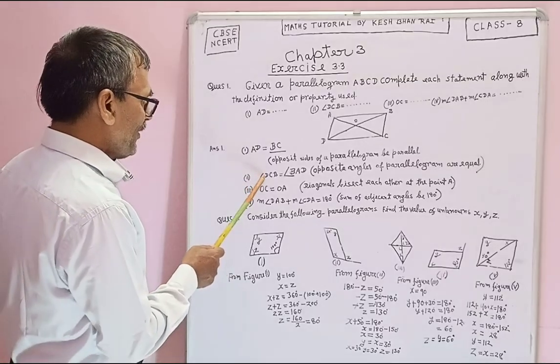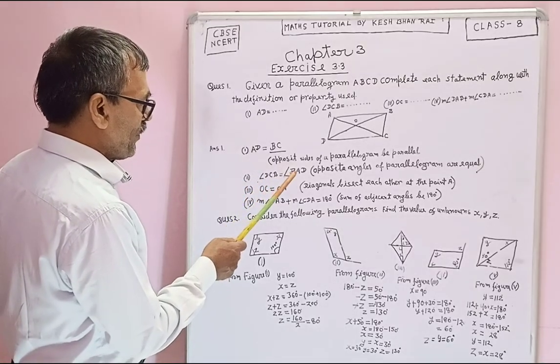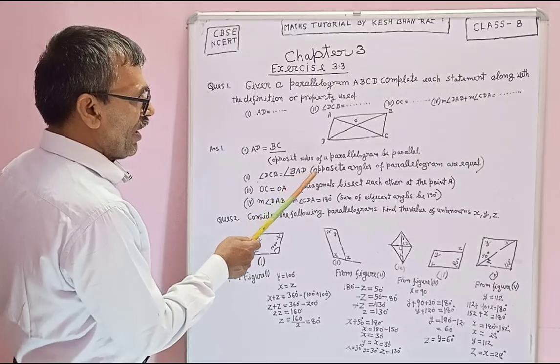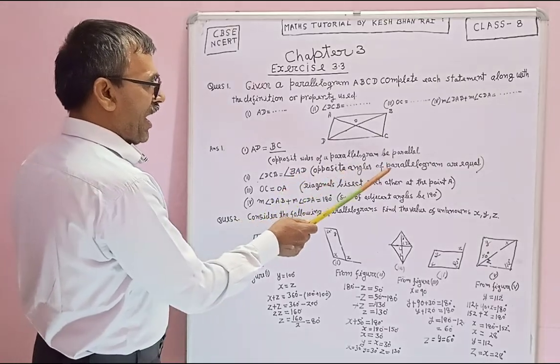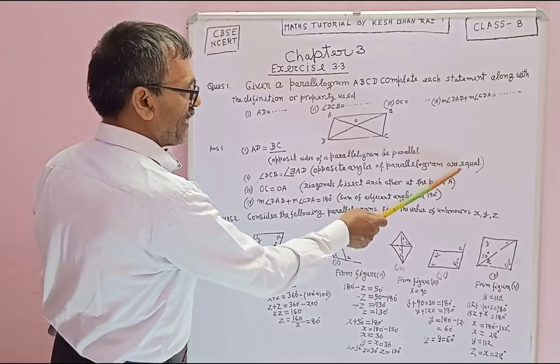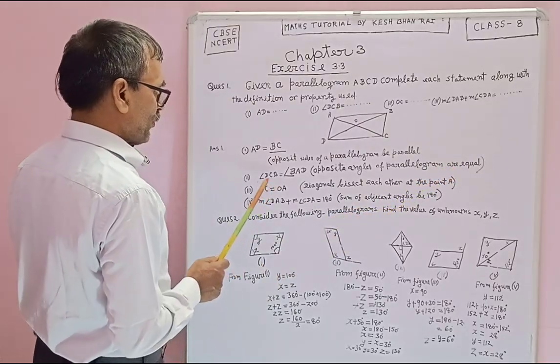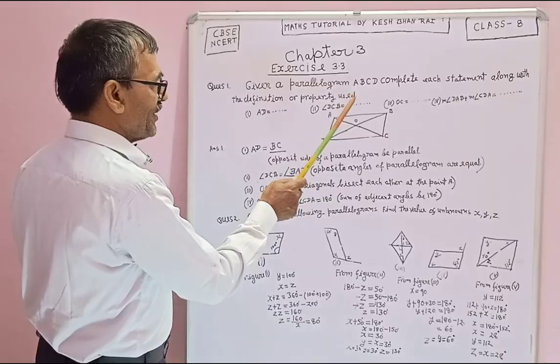Angle DCB is equal to angle BAD. Opposite angles of a parallelogram are equal. So DCB is equal to BAD.